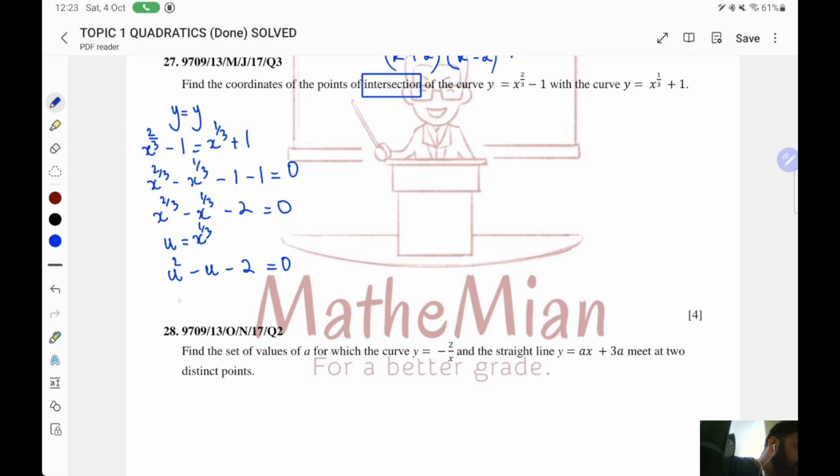So the factors that we are going to have will be minus 2 and plus 1. So u square minus 2u plus 1u minus 2 equals 0. u is common, plus 1 is another common. So the brackets that we have are u minus 2 and u plus 1. So the two values of u we will find are positive 2 and negative 1.